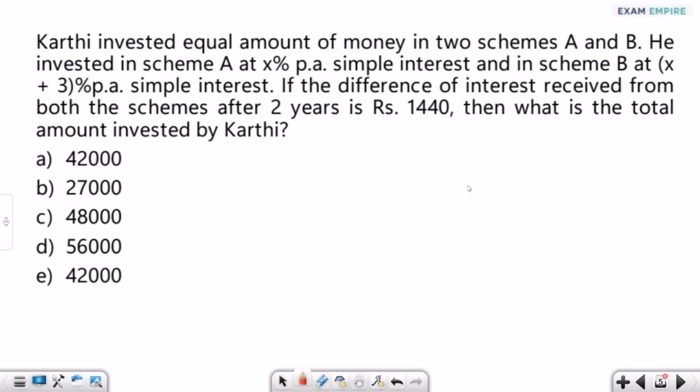Hope you would have solved this. Now let's solve this particular question. Karthi invested an equal amount of money in two schemes A and B. He invested in scheme A at X% per annum simple interest and in scheme B at X plus 3% per annum simple interest. So he is investing in how many schemes? Two schemes A and B. What part of the amount? Equal amount.